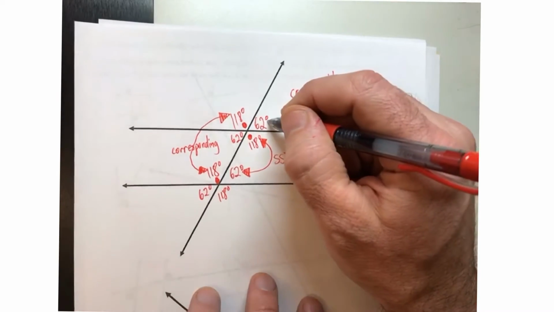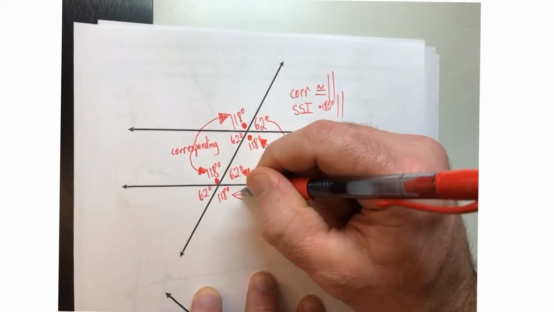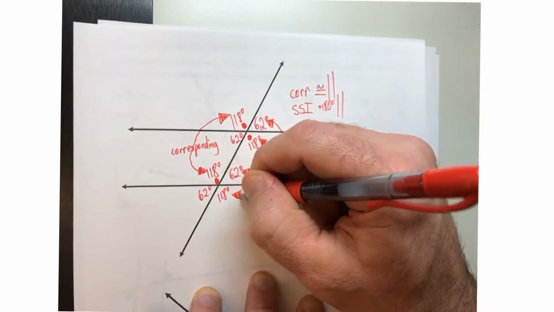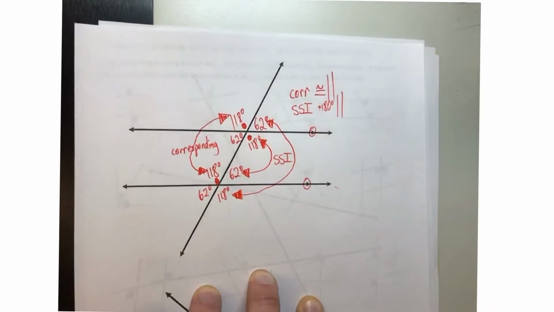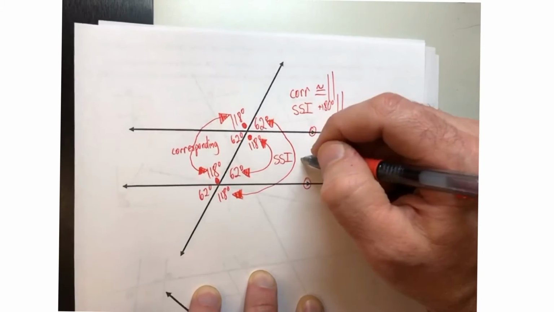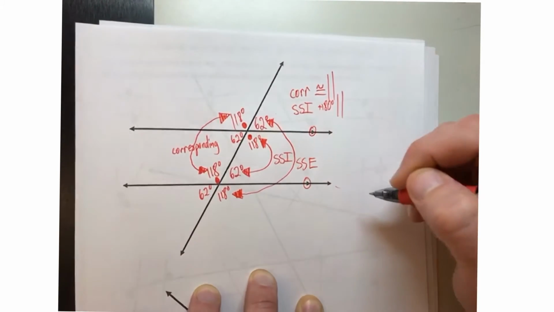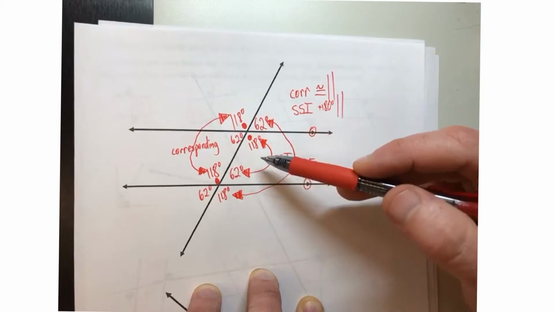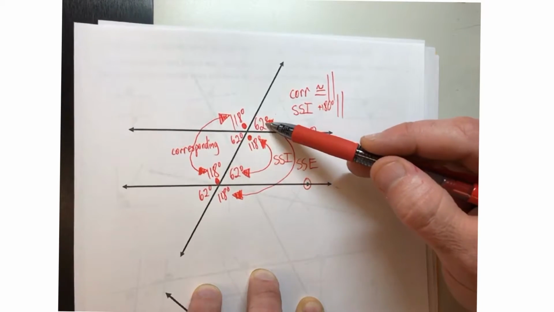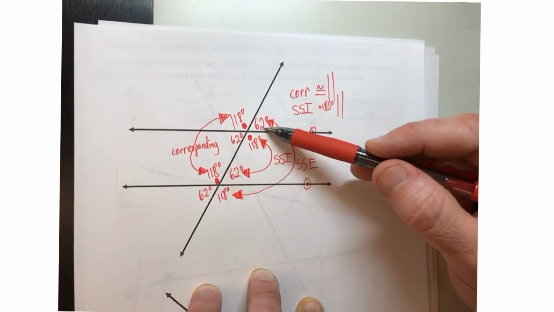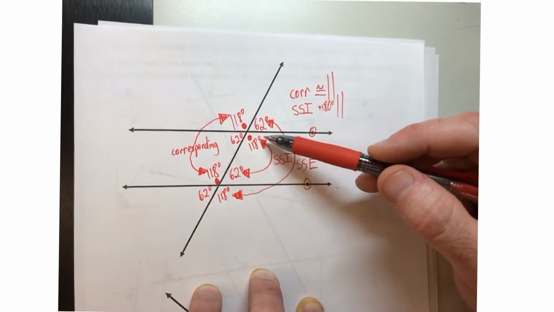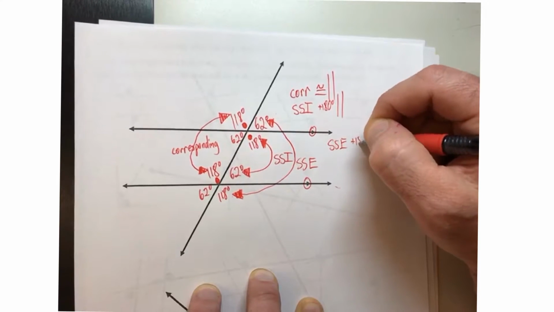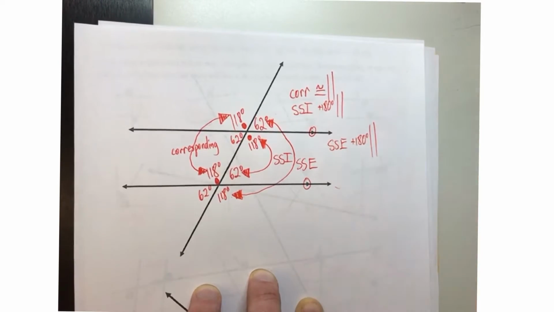Okay, and the other one that I want to look at is this one and this one right here. What are those? They're exterior. What type of exterior? Same side exterior. And what's up with these same side exterior? They add up to 180 also, right? So same side exterior angles add up to 180 when the lines are parallel.